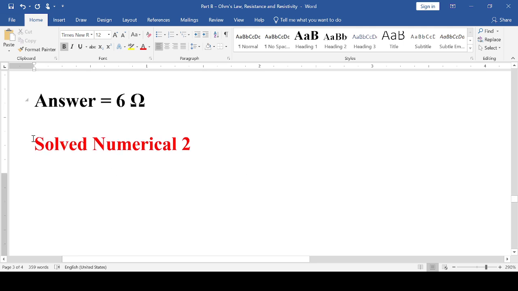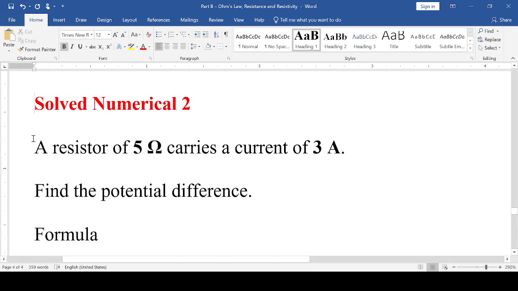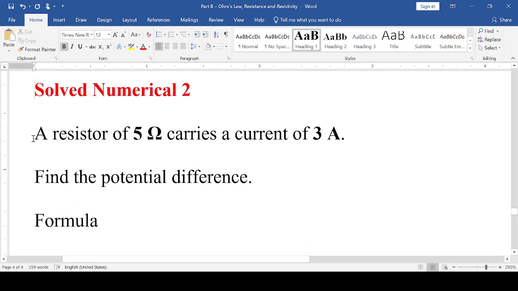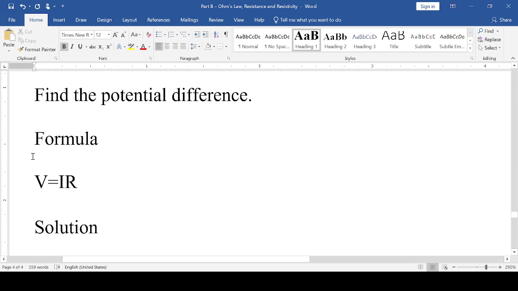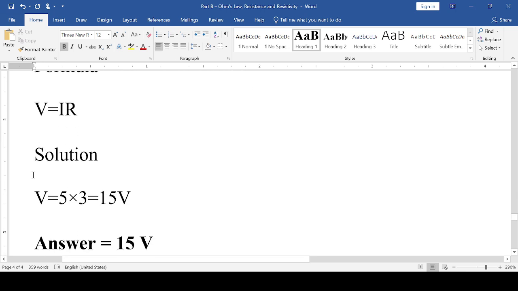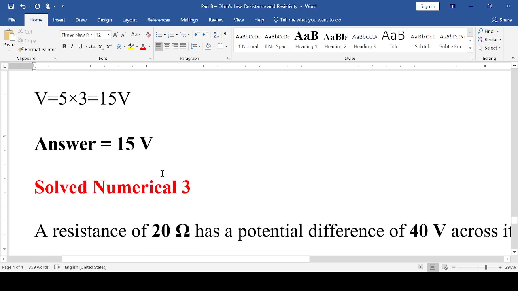Second question you can see. A resistor of 5 ohms carries a current of 3 amperes. You need to find the potential difference. V equal to I into R. So V you need to find, I is 3 and R is 5. 5 times 3 is 15 volts.